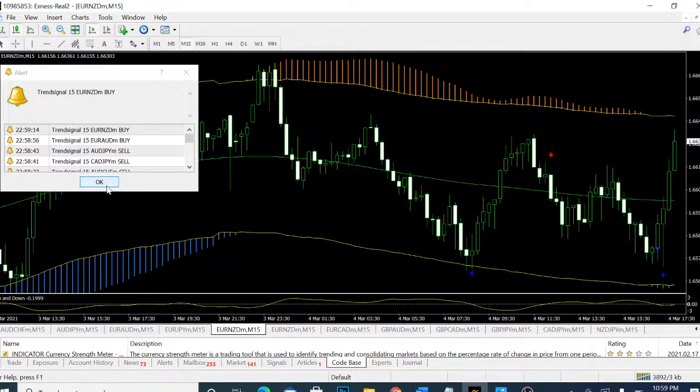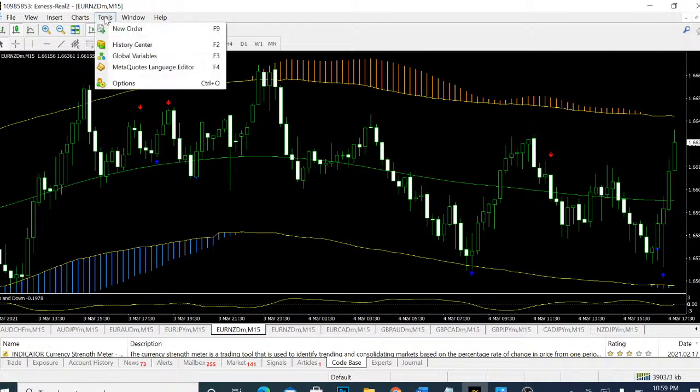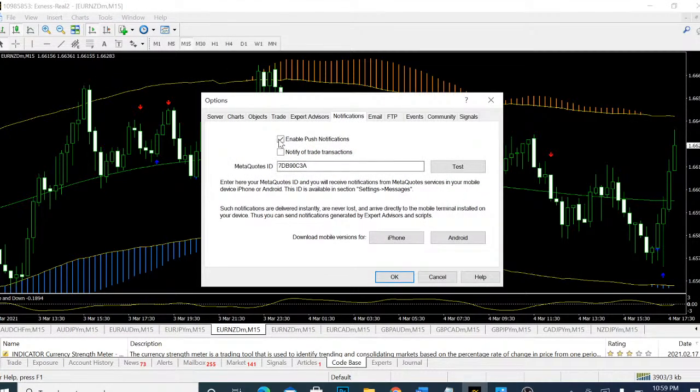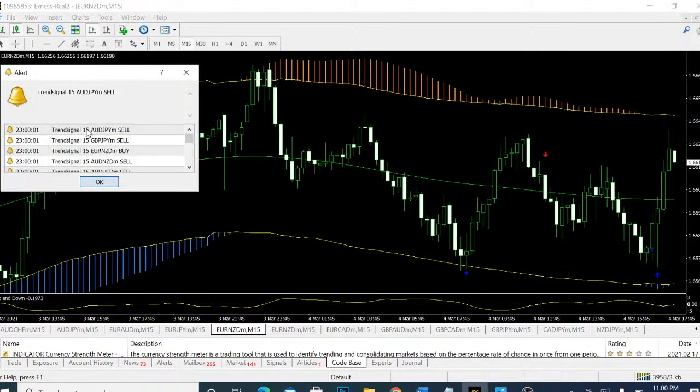So this is the beauty of this indicator, that you will be getting the notifications on your mobile phone as well. If you go to the tools option and then you go to options, enable push notifications, put your MetaQuotes ID here, and you can find your MetaQuotes ID from the MetaTrader that is installed on your mobile phone. So you will be simply getting the signals here as well, and on your mobile phone.